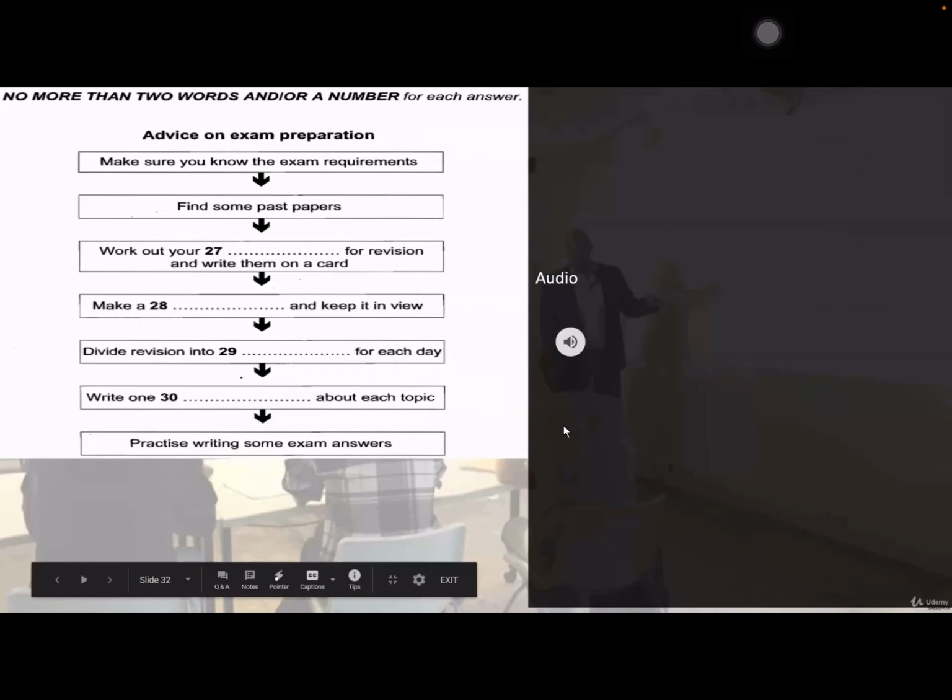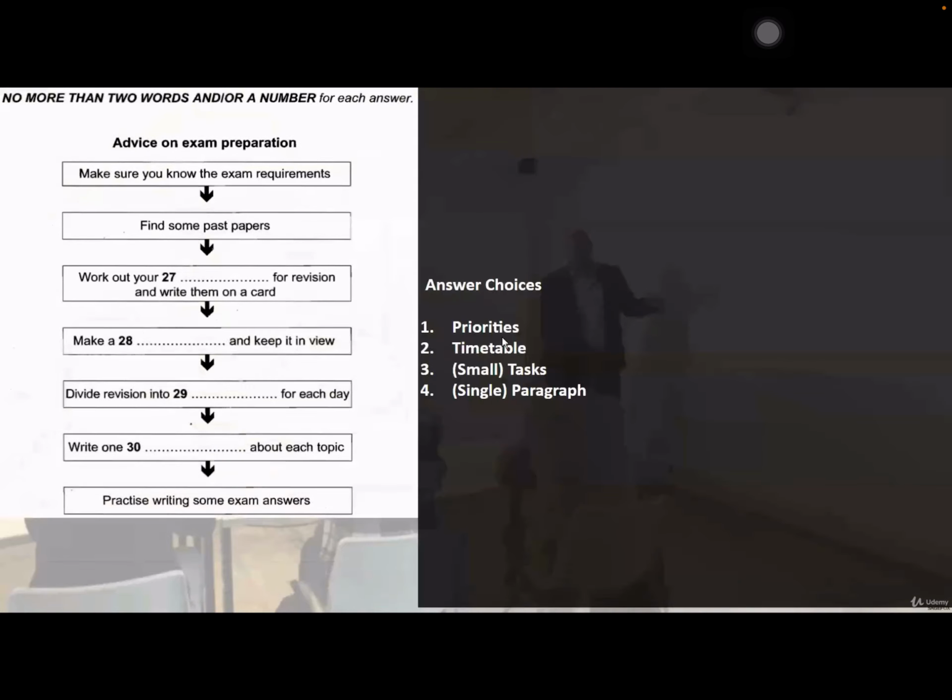All right, so I'm gonna go over the answer choices very quickly. Number 1 was priorities. Number 2 was timetable. Number 3 was small task. And number 4 is single paragraph. Those are the 4 answer choices that they gave you. For number 27, they said sort out your revision priorities. And so instead of saying work out, they said sort out.